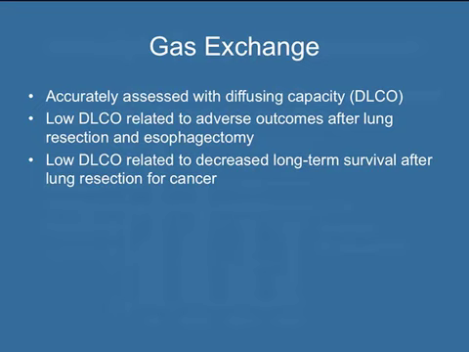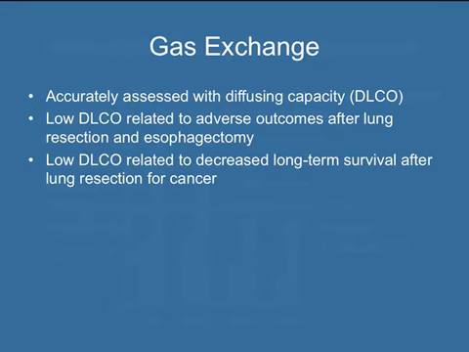Gas exchange is best assessed with measurement of diffusing capacity for carbon monoxide, or the DLCO. A low-cost method of assessing the adequacy of gas exchange is to measure oxygen saturation during exercise. In most people, oxygen saturation will increase with exercise, but in those with very poor DLCO, oxygen saturation will decrease with exercise.